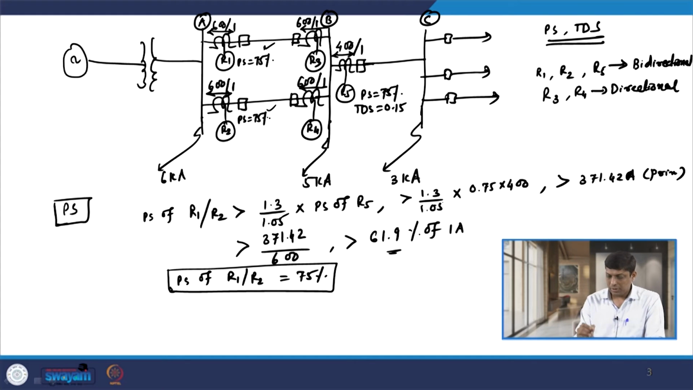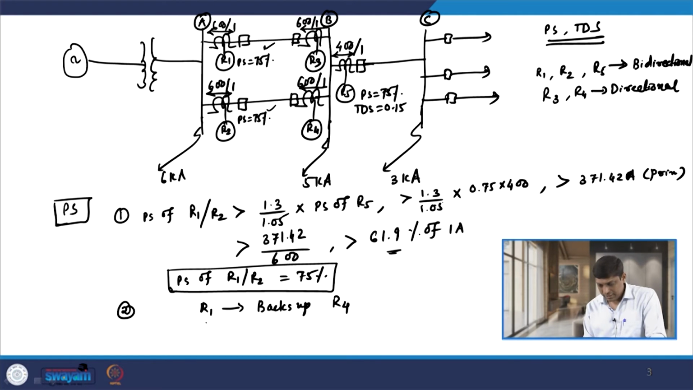Now, let us calculate the plug setting of R3 and R4. As I told you, R3 and R4 are both directional relays, and when we discussed the parallel feeder, I told you that R1 backs up relay R4. So R1 will provide backup for relay R4, and similarly R2 will provide backup to relay R3. So obviously the time of operation of R1 and R2 is higher than that of relays R3 and R4, or in another way, the time of operation of R3 and R4 is lower than the time of operation of R1 and R2.